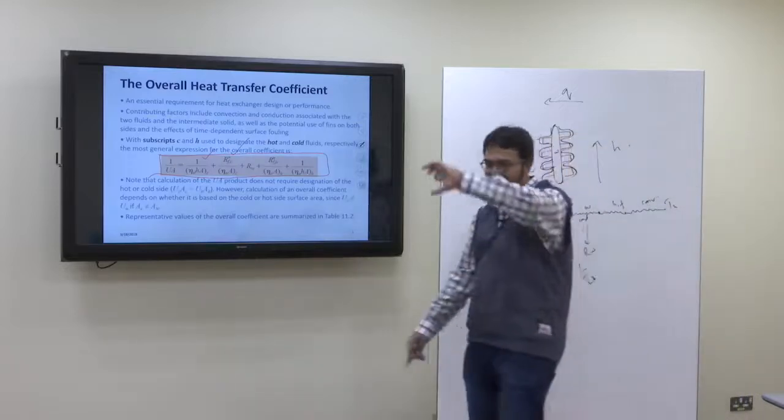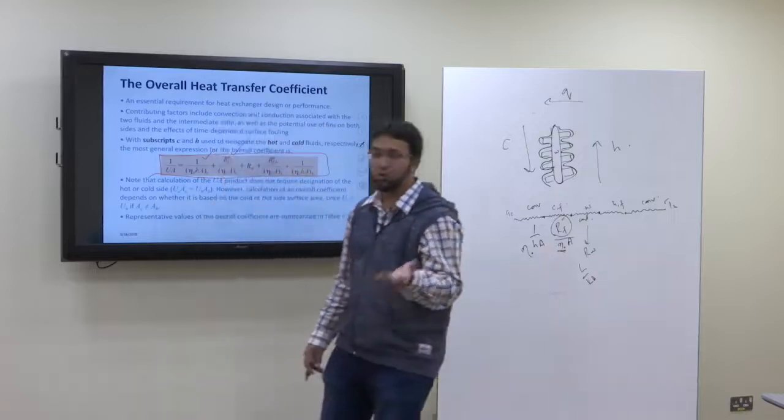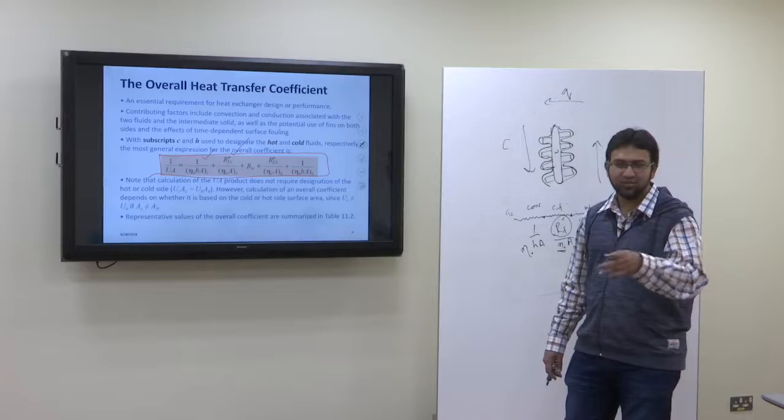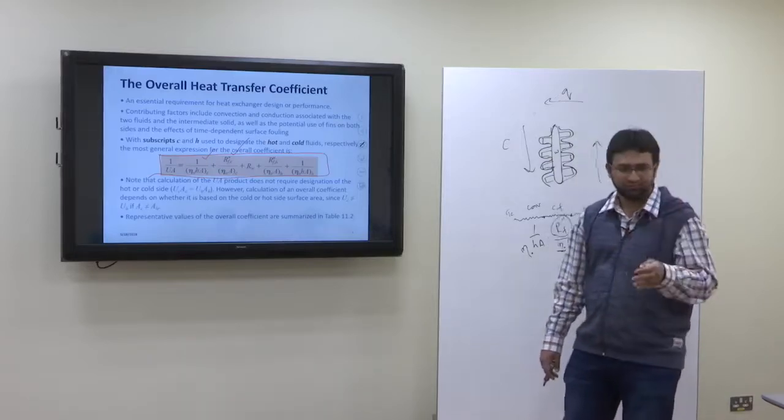It depends what wall you have. Is it a plain wall? Is it a tube or whatever? Most of the time you will have tubes. Or in the plate fin heat exchanger you will have the wall. In the shell and tube you will have tubes. In the plate fin you will have the wall.